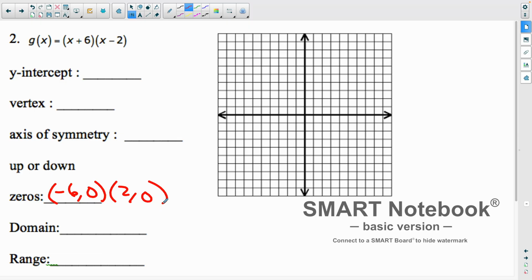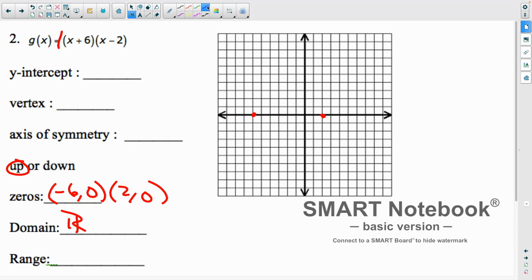Axis of symmetry, we'll find that here in a second. Hold tight on that one. I'm going to get to that here in just a second. I'll come back to you. We know domain, right? All real numbers. Do we know the concavity? It's up. There's a 1 out front right there. And so it's concave up. So that's what I would say we know without having to do any work. Now, I'm going to go on and graph this. So 2, 0 and -6, 0.